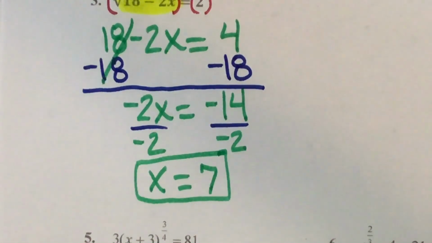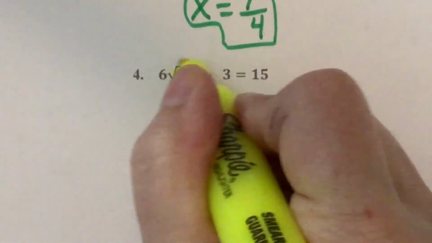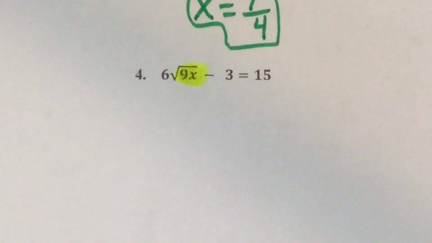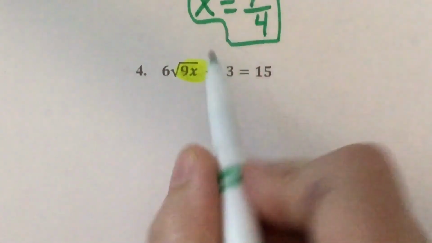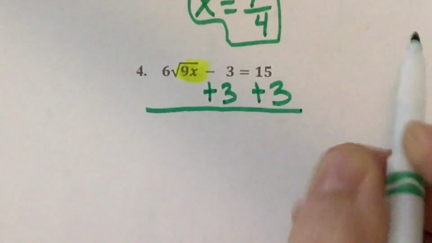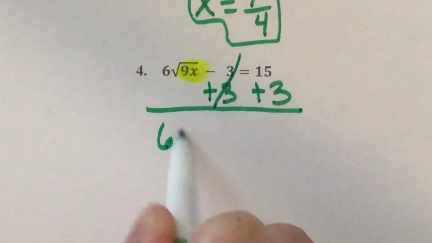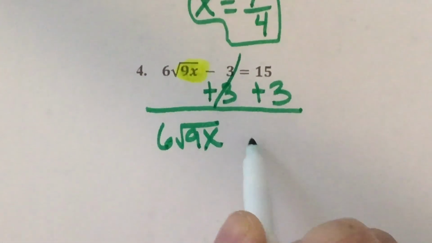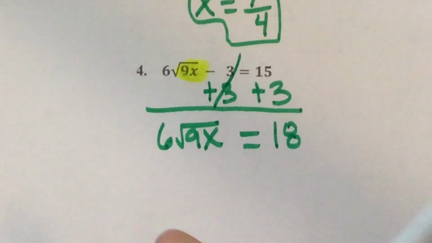Okay, number 4. The x that's under the radical, I'm trying to get it by itself. So I have a 6 I need to remove and a minus 3 I need to remove. What are we going to do first? We are going to get rid of that subtraction of 3 by adding 3. Negative 3 plus 3 is 0. The 6 times the square root of 9x comes down. And then 15 plus 3 makes 18.